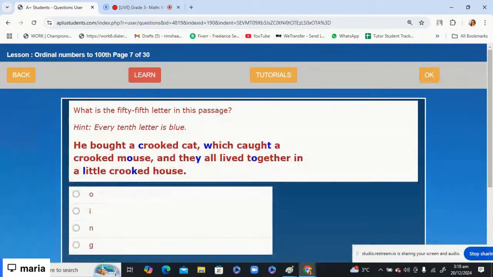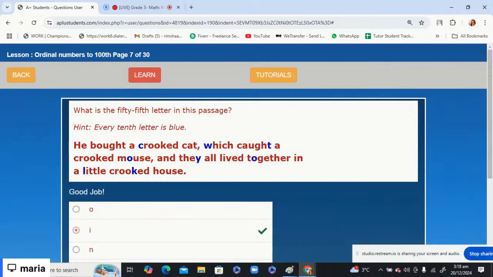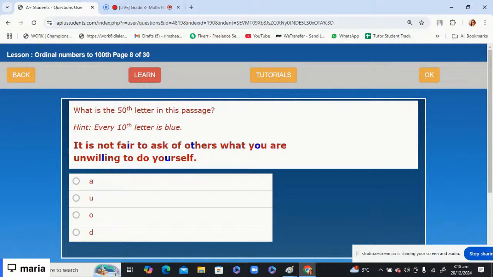What is the 55th letter in this passage? Every 10th letter is blue. So now check it out. What is the 55th letter? For the C, it's 10. W is 20, T is 30, O is 40, Y is 50. And for the 55th, after Y it's 5 letters: 1, 2, 3, 4, and 5. So it's I. So here we go. This is the I.